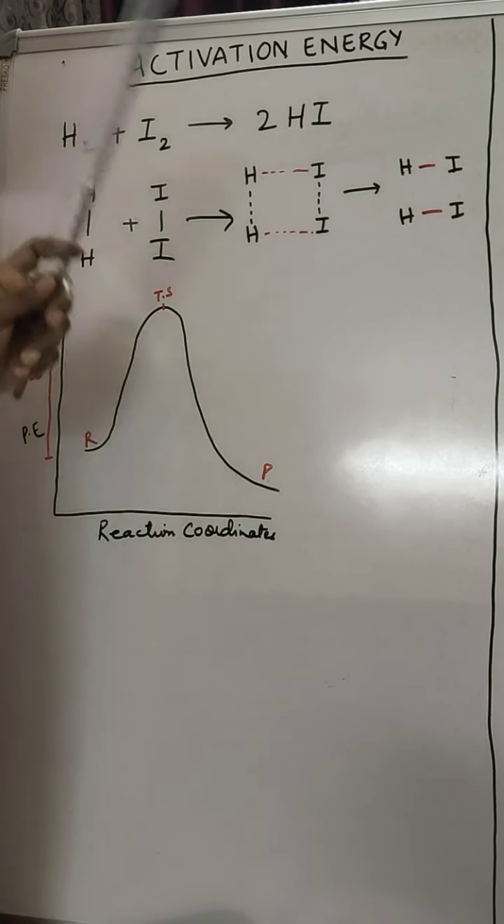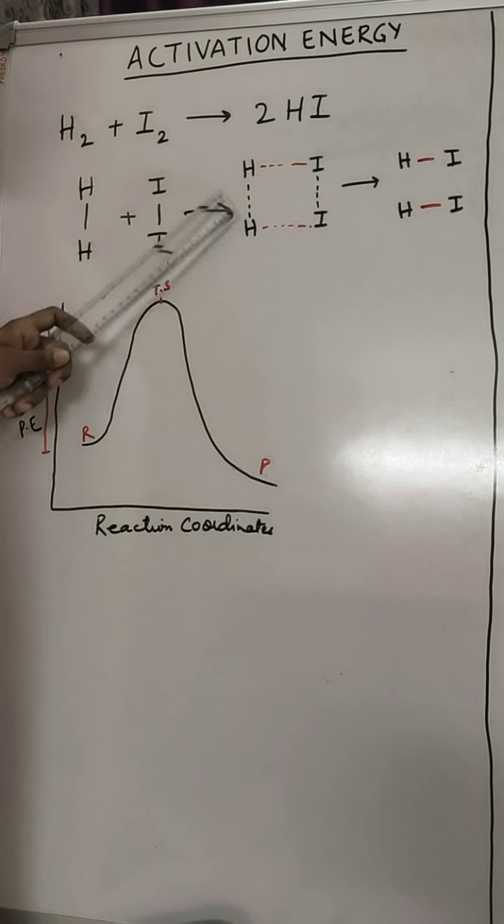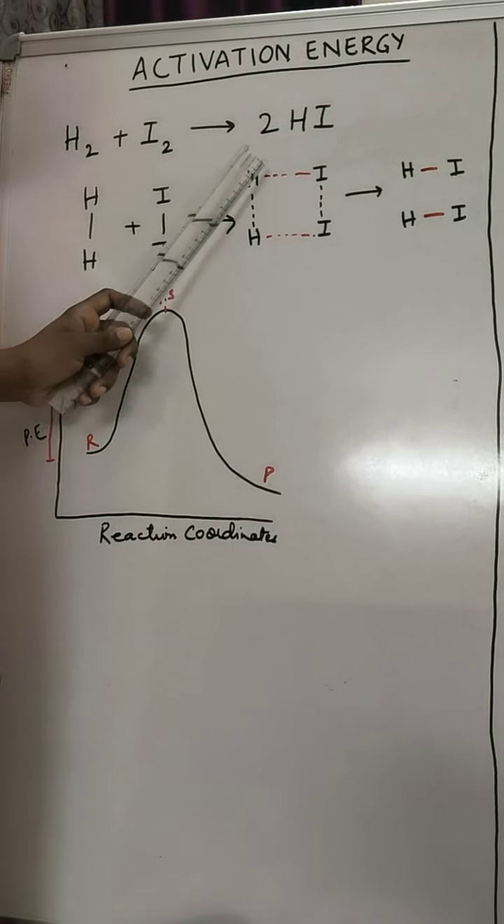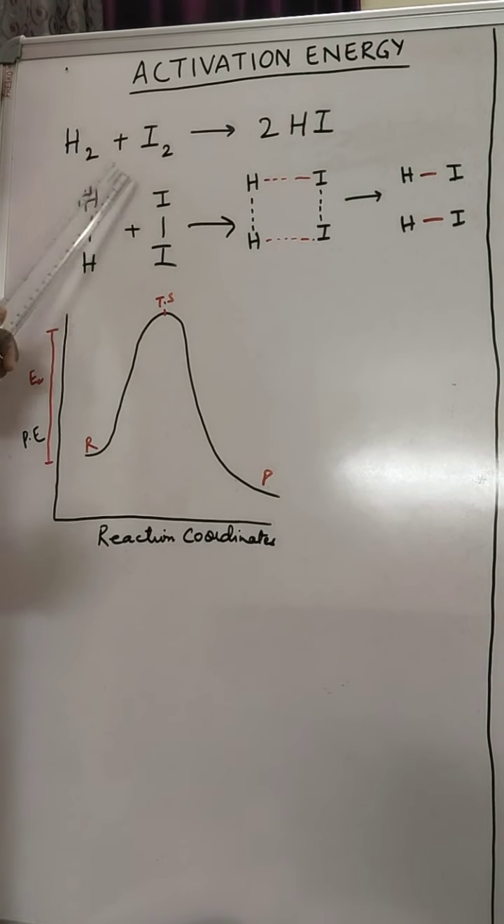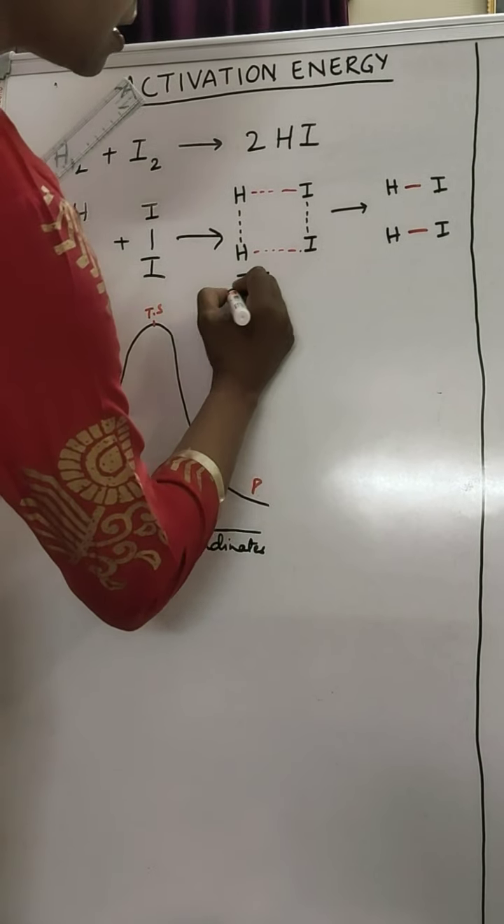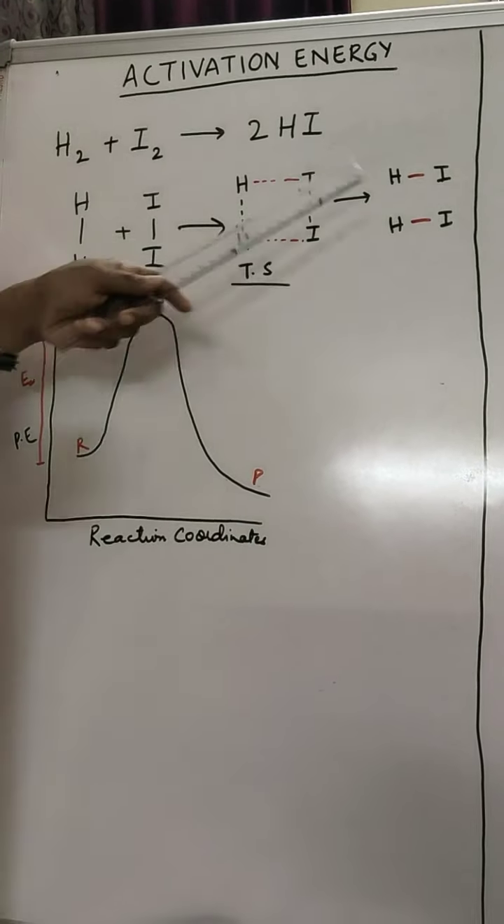Once again I will repeat that the bond between hydrogen and hydrogen, and between iodine and iodine, will weaken over a period of time, and the bond will be formed between hydrogen and iodine, and that will give us two HI molecules. Here you can see how the reactants are getting converted into product. Clearly, these two are the reactants, this is our transition state or intermediate state, and these are our products.